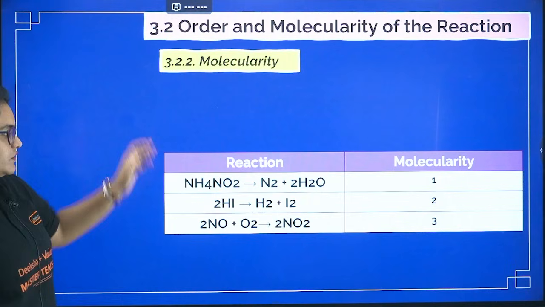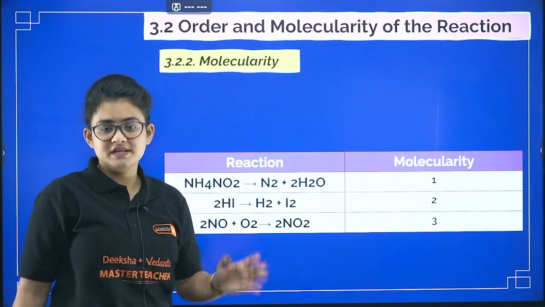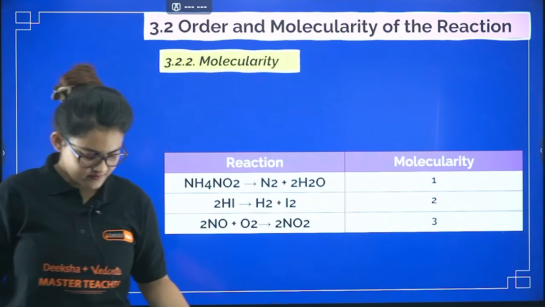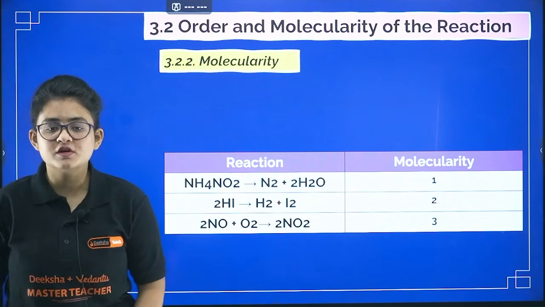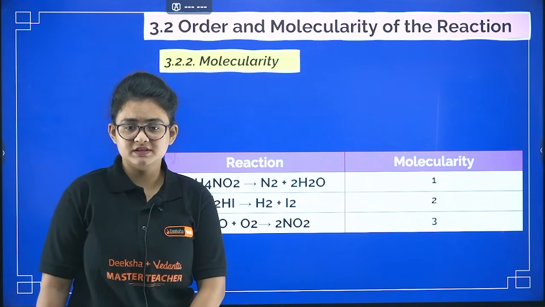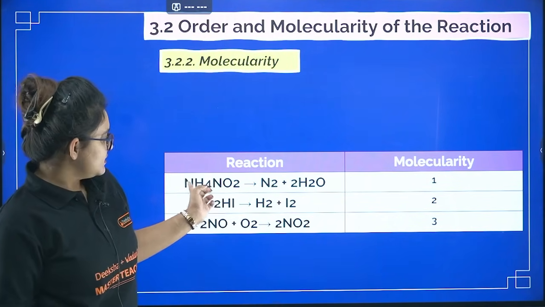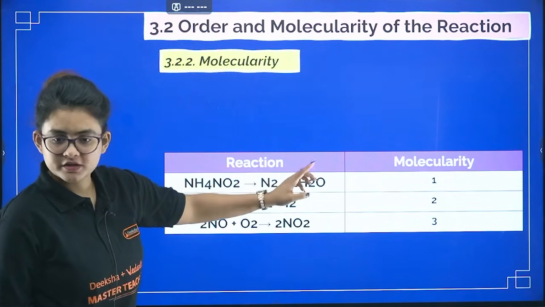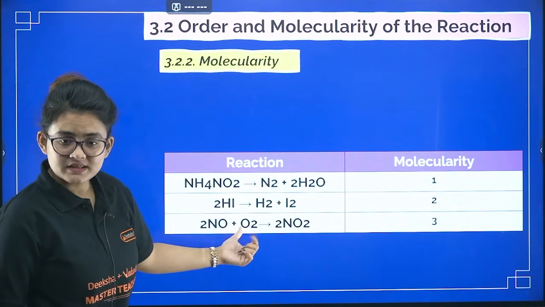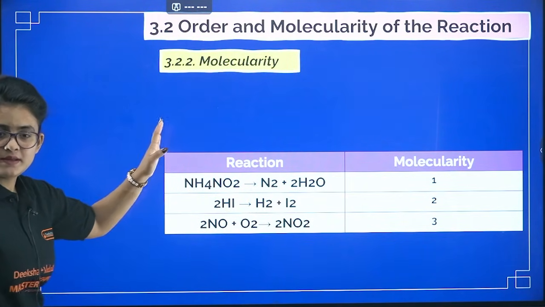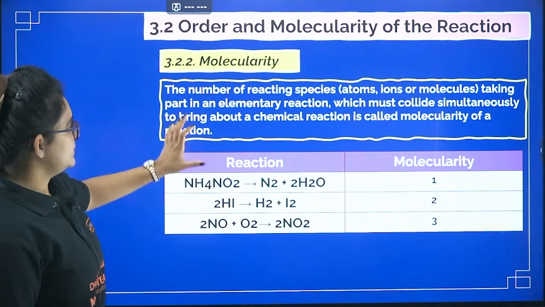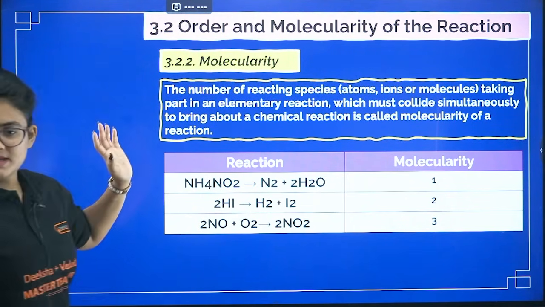Now we will discuss molecularity. Molecularity is very easy for you. Molecularity is the stoichiometry of the reactant itself. Molecularity means how many moles of the reactant you actually need to proceed to the product. Here you can see 1 mole of ammonium nitrate, so molecularity is 1. For this case 2HI, so 2. Here 2 plus 1, so 3. Molecularity can be obtained from the stoichiometry itself. So just go through it. This is the definition. I guess it's all clear.